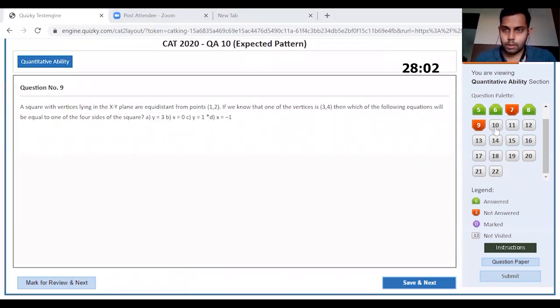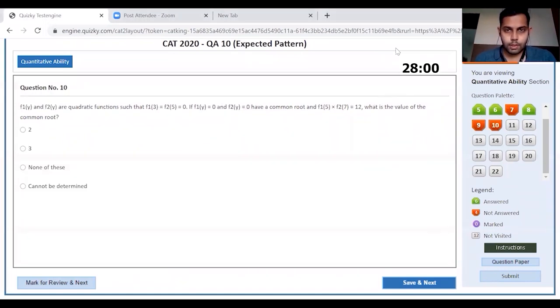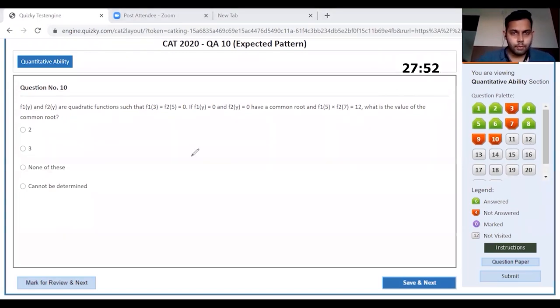No, I don't do coordinate. Quadratic. Yeah, we can do this. Let's have a look. It has a common root, so let's take it to be x. Okay.